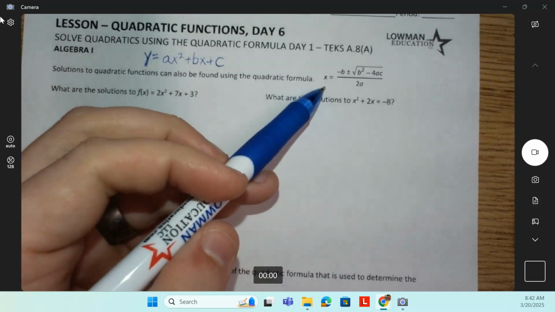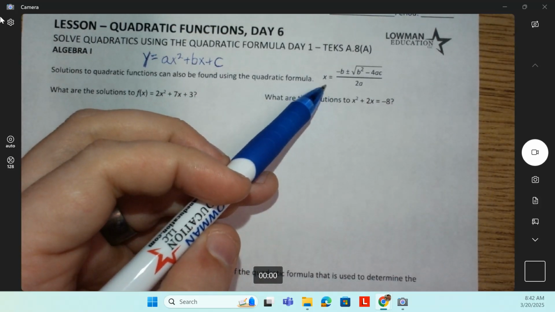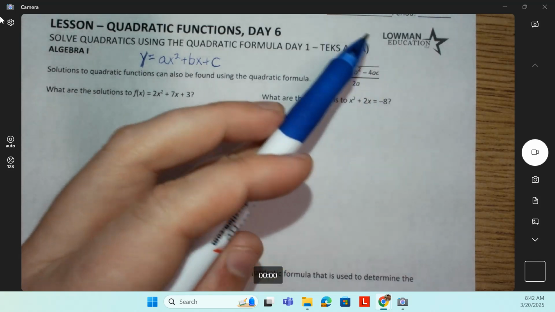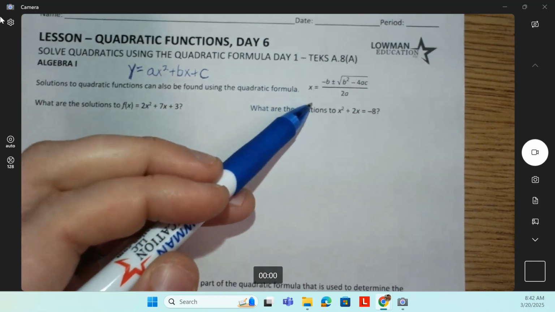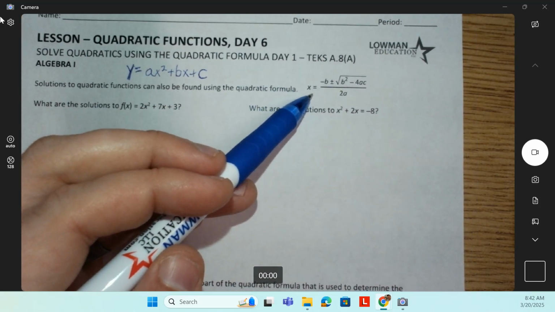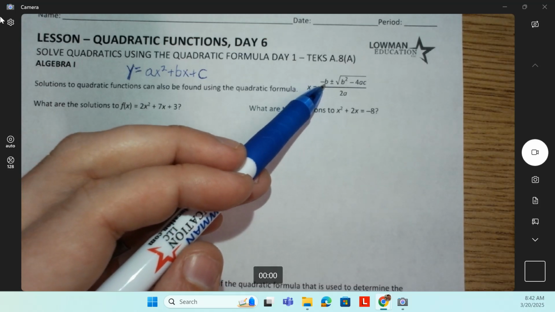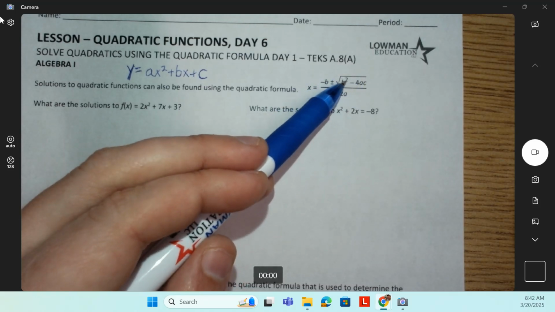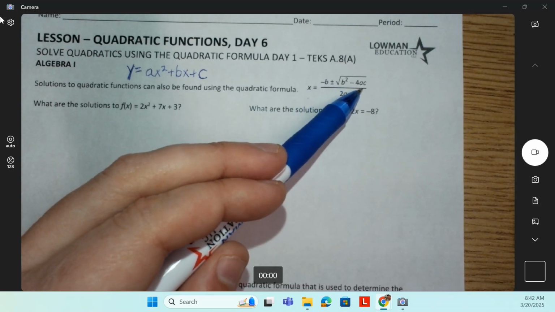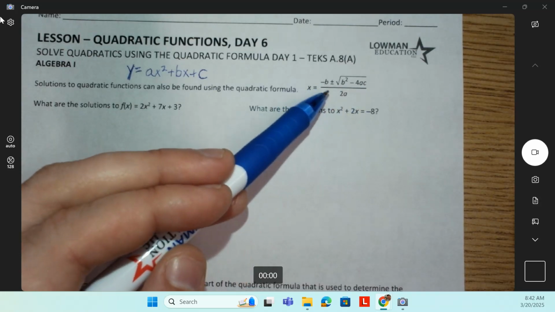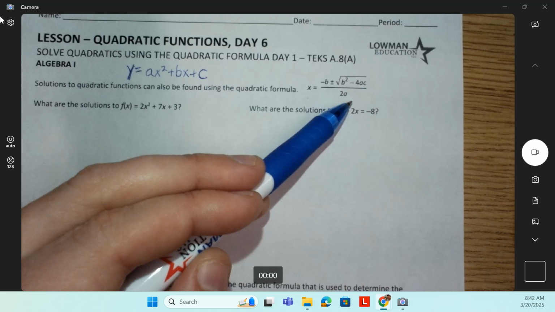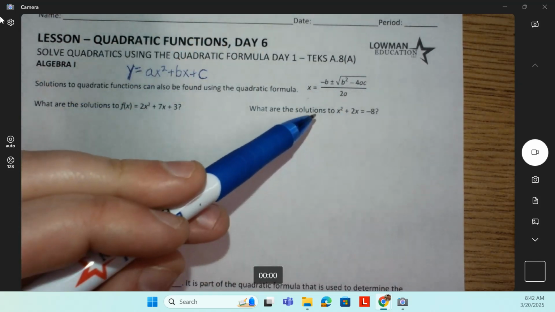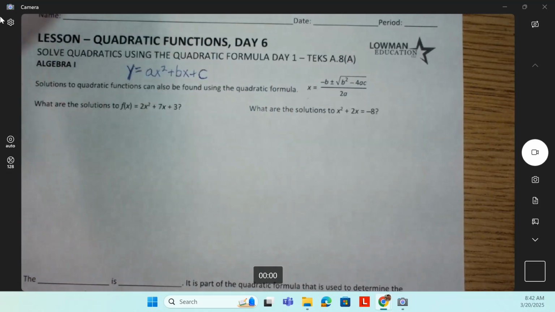Our quadratic formula is on your star chart. So if you blank out when you're working on a test, don't worry, it is there for you. That formula, the x values or the solutions, would be negative b plus or minus the square root of b squared minus 4 times a times c, over 2 times a. If we've got these numbers for a, b, and c, we can plug them in there and that'll give us our solution.